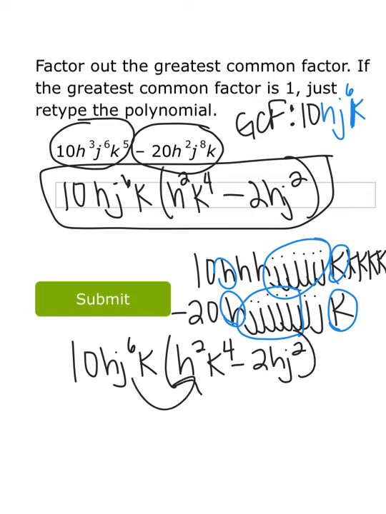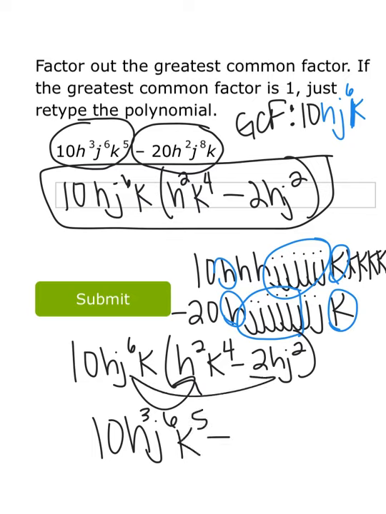Okay, if I distribute this out, 10hj to the 6th k times h squared k to the 4th, ooh, that's a lot to say. Well, I know 10 times 1 is just 10. H times h squared would be h cubed. J to the 6th. And then k times k to the 4th would be k to the 5th.